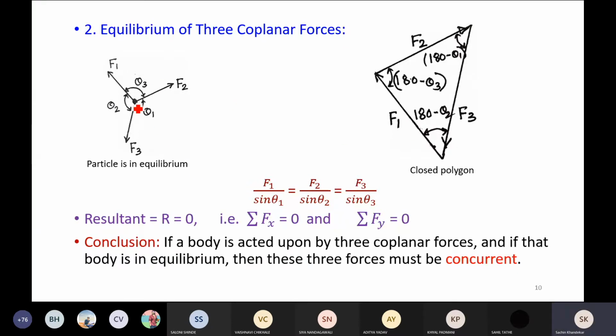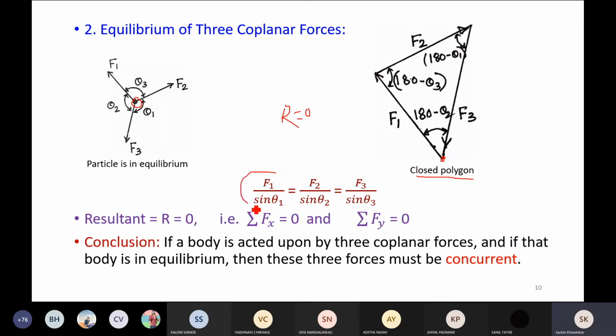So this is the body which is acted upon by these three forces F1, F2, F3, and if that body is in equilibrium, and if I construct a polygon as shown in this figure, of course, no doubt, as the resultant R is equal to 0, I must get a closed polygon. That means the start point and the end point must coincide with each other, right?